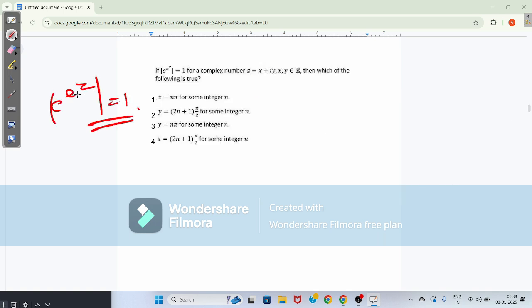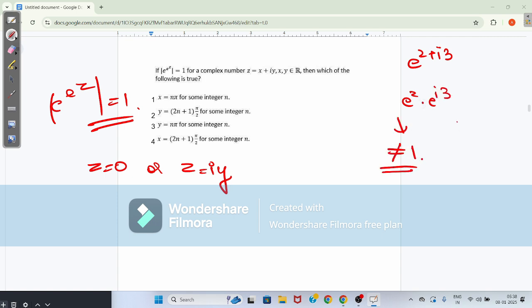Now in this value, z should be equal to 0, or z should be equal to iy. Then only this value becomes 1 here. Why? Because consider e power 2 plus i3 here. So e power 2 into e power i3. This value is not equal to 1 every time. This value is always equal to 1 here. So we have to consider e power i is equal to 1 only here.